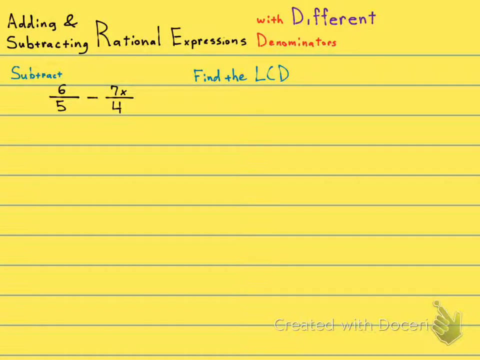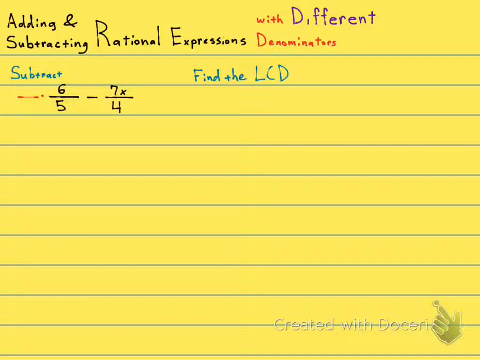This question is asking us to do two things. It wants us to subtract the rational expressions, and it also wants us to find the LCD. So in order to subtract, I need a common denominator. Common denominator between 5 and 4 is going to be 20.